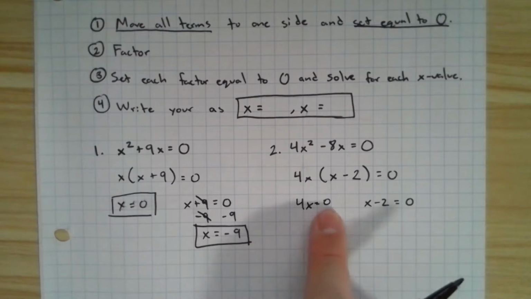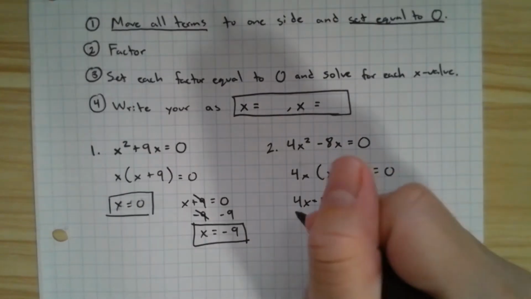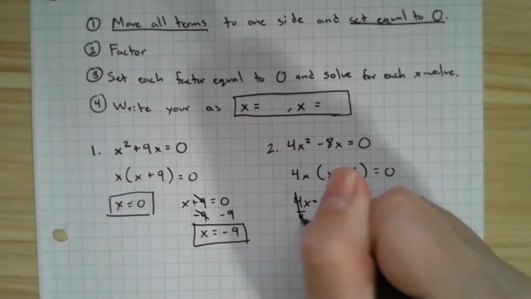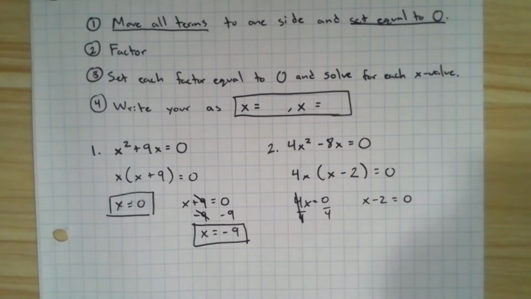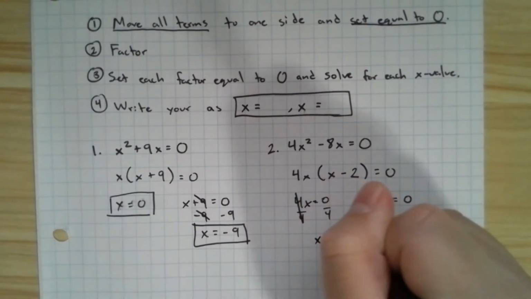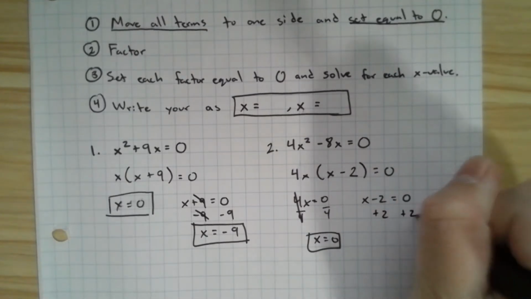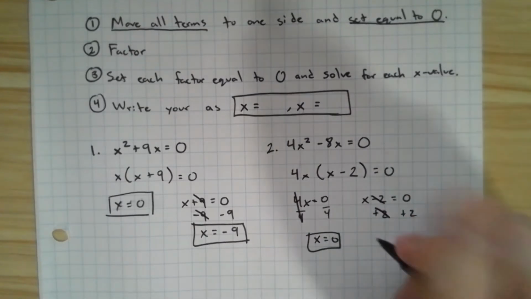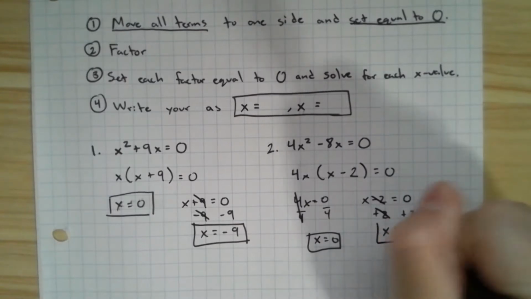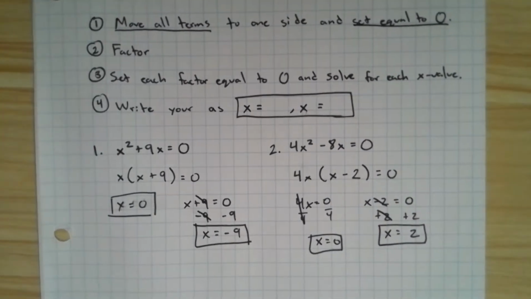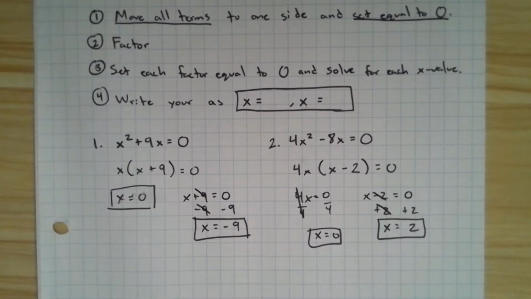This first one, to solve for x, divide both sides by 4. 0 divided by 4 is 0. So x is 0. And right here, if I add 2 to both sides, I get x is equal to 2. Okay? And that's all there is to it.